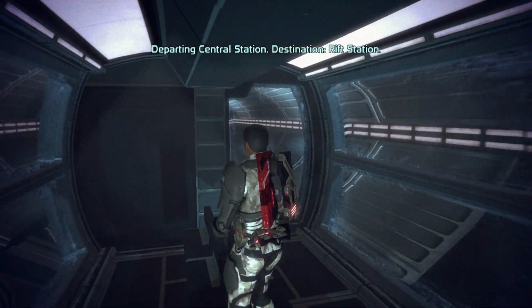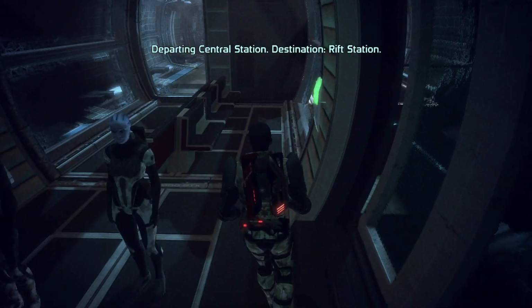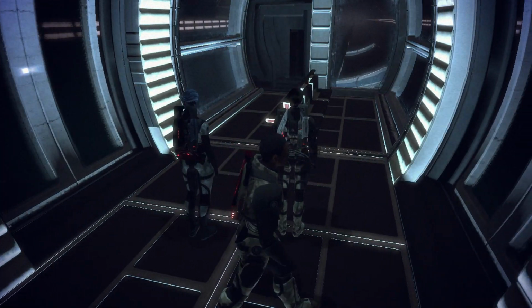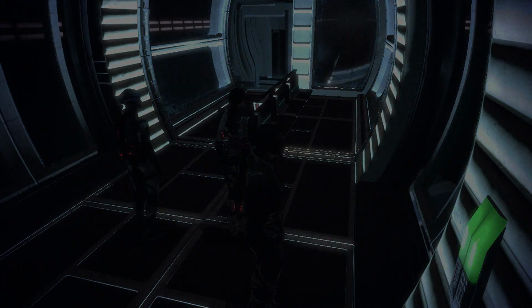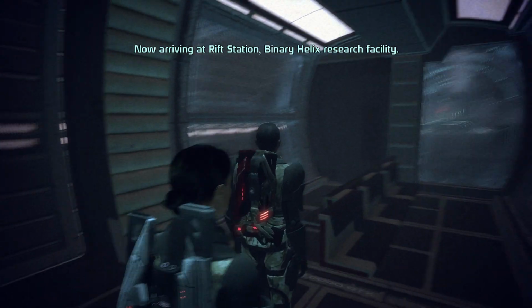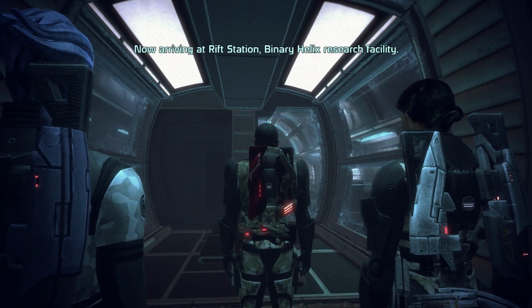Departing Central Station. Destination, Rift Station. Now arriving at Rift Station, Binary Helix Research Facility.